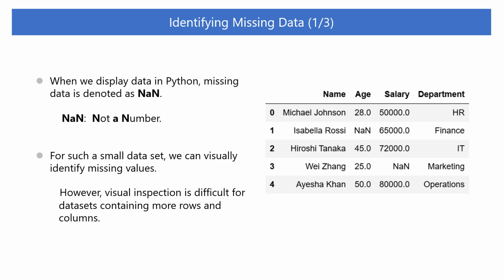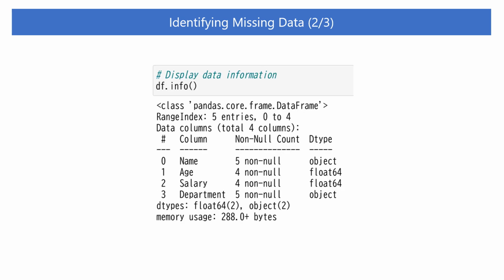When we display data in Python, the missing data is denoted as NaN. NaN stands for not a number. With such a small dataset, we can visually identify missing values. However, visual inspection is difficult for datasets containing more rows and columns. Using Python, you can inspect missing values with a simple code.